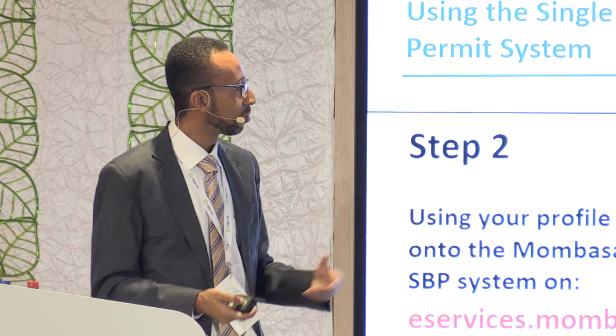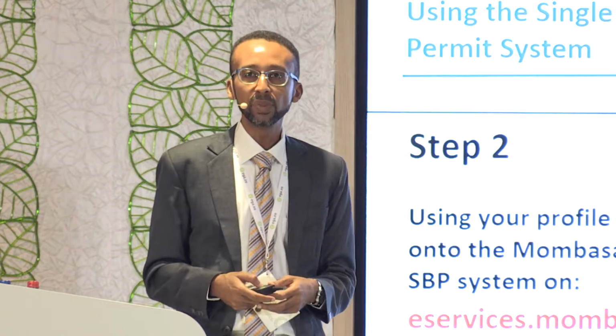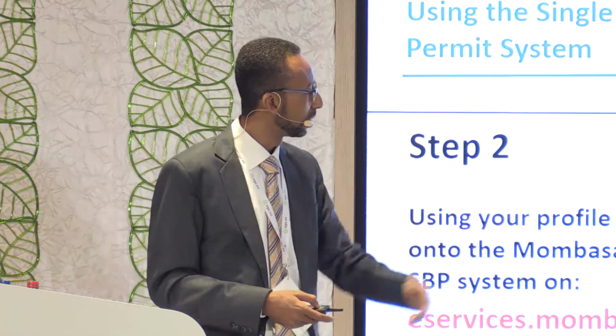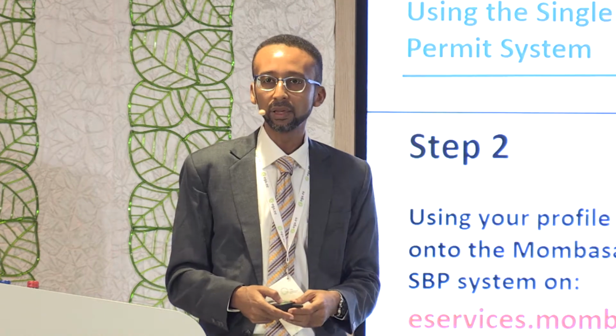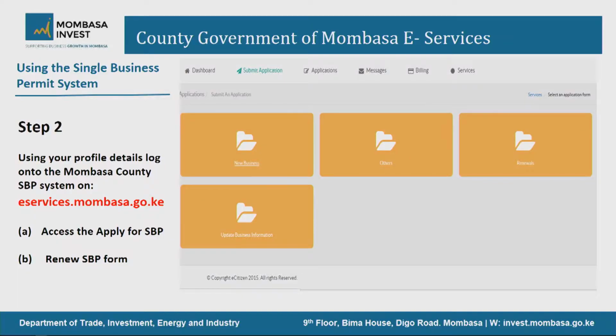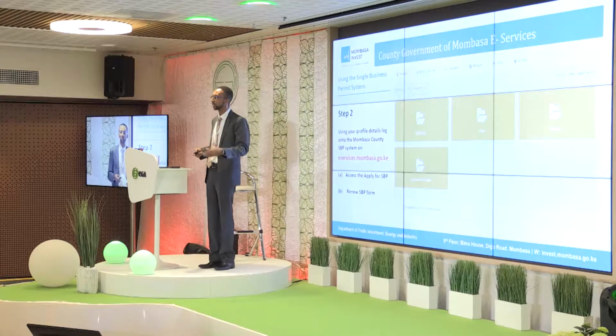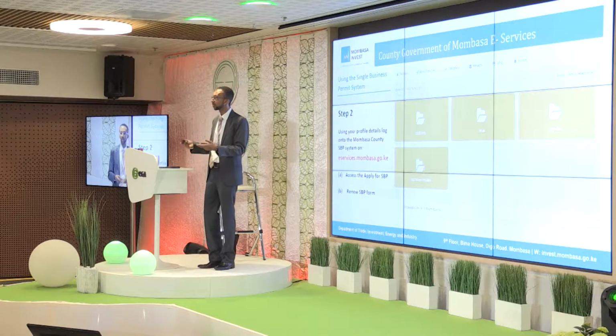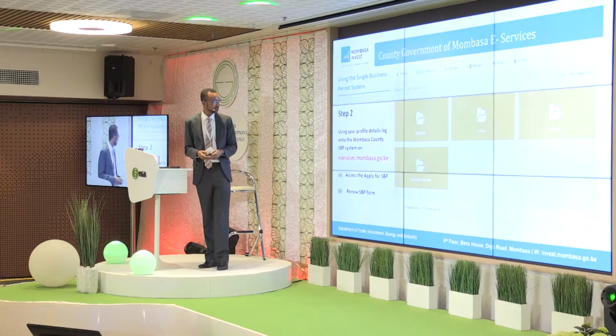So once you have gotten your information, you will log in using those credentials, and you will see a dashboard that basically gives you the various services we provide as a county. So if you are an existing business, you will go straight to renewals. For those new businesses operating in Mombasa, you will get a new application form for you to apply. For those who have the permits and maybe are moving from one physical location to the other, they can log in and update their business information.